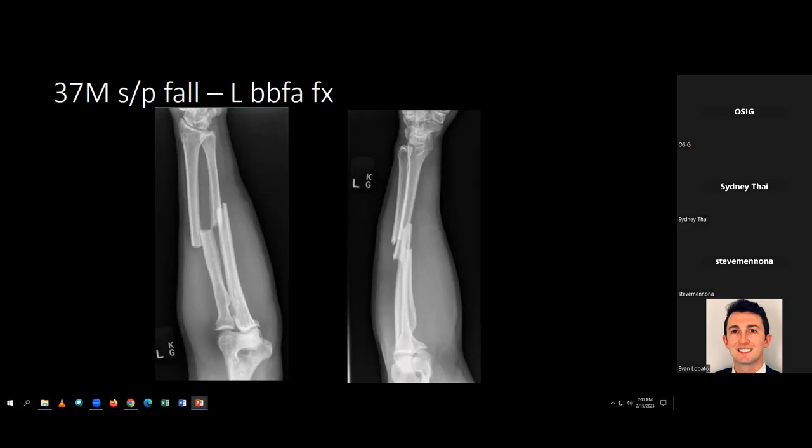So what do we think? Surgery or no surgery? Surgery. Nice. I like that.